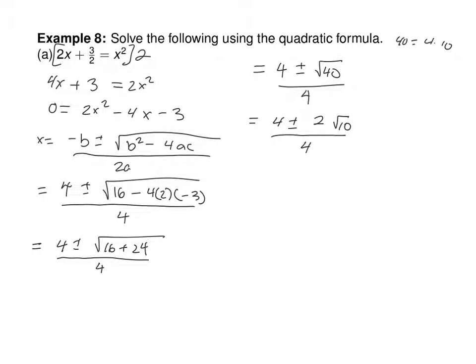I probably should have given them 4 out of 6 because there were 2 more steps. What's the other thing you can do to this? Reduce the fractions, divide both by 2. So that becomes 2 plus or minus root 10 over 2. Technically, how many answers is that? 1 or 2? 2. Okay.